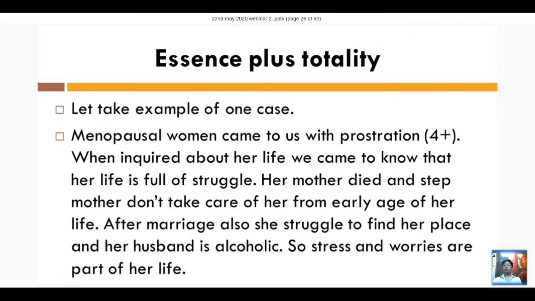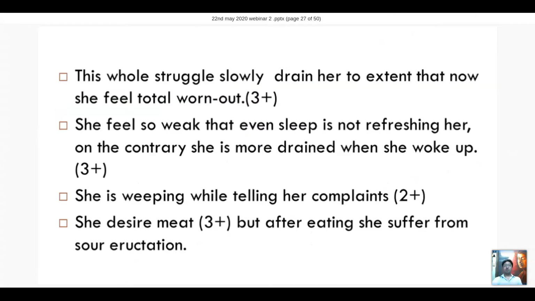So here a menopausal woman came to us with prostration 4 plus. When inquired about her life, we came to know that her life was full of struggle. Her mother died, and stepmother didn't take care of her from the early age of her life. After marriage, she also struggled to find her place, and her husband is alcoholic. So stress and worries are part of her life. This whole struggle slowly drained her to the extent that now she is totally worn out, 3 plus. She feels so weak that even sleep is not refreshing her.